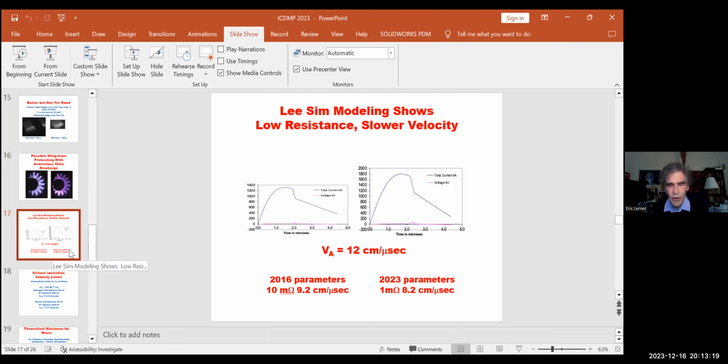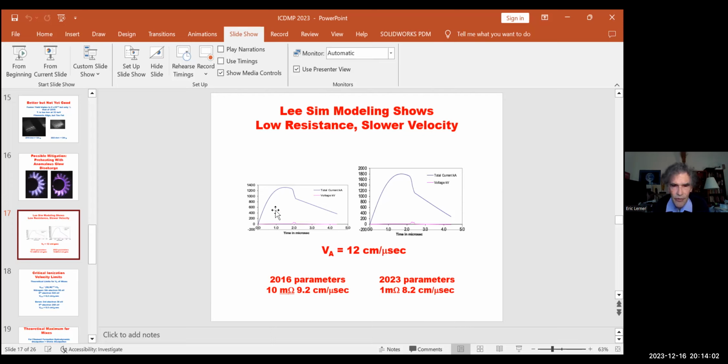Now we're a little puzzled by the new results with the pre-ionization, because if we use Lee simulation modeling to model these pulses, we need to drastically decrease the resistance. But we also have to change the other parameters to get a slower rundown velocity. So in both cases, the Alfvén velocity is around 12 centimeters per microsecond.